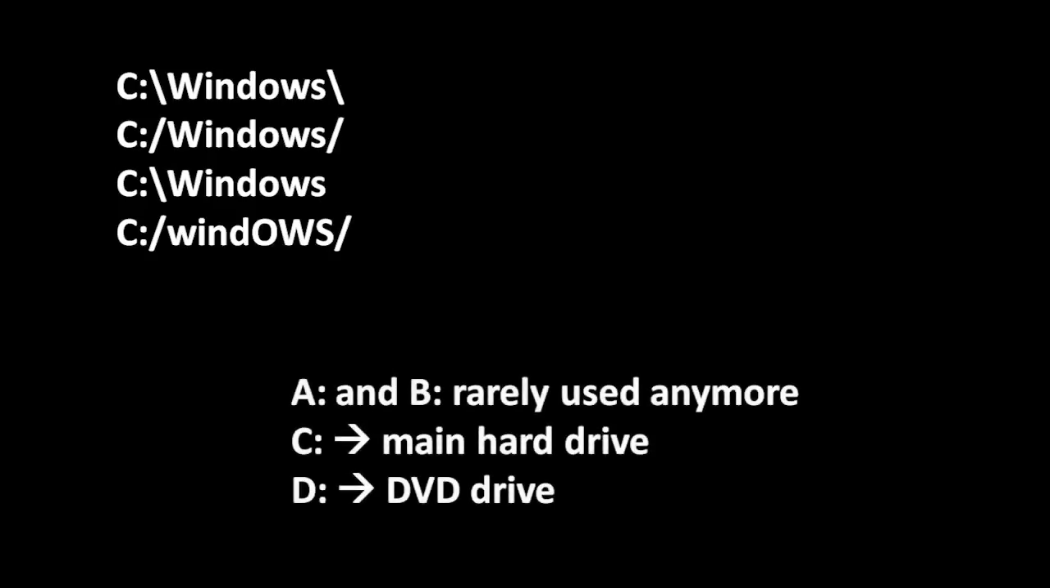When it comes to assigning drive letters, for historical reasons on most systems, you'll find that the main hard drive is assigned the letter C, and then the DVD drive is assigned the letter D, and any drives in addition to those are assigned the remaining letters, starting from E. For historical reasons, the letters A and B usually go unused.